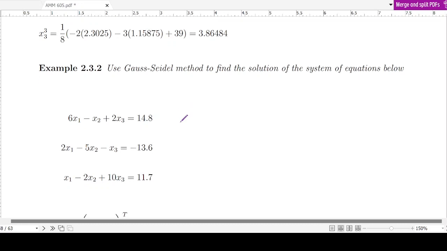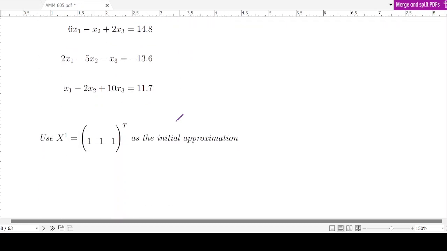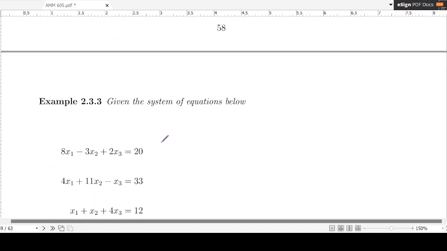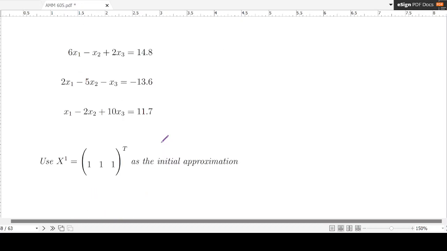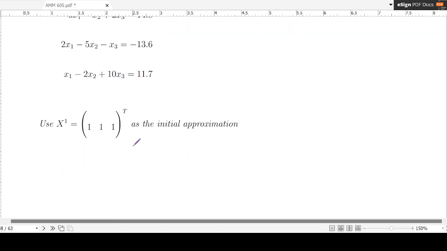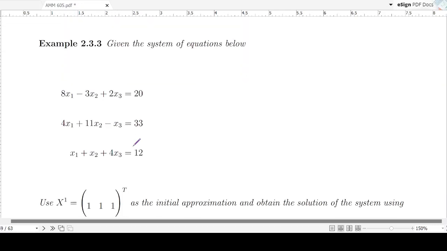We have example 2 here. Now we want to use 1, 1, 1 as the initial approximation. And you can set up the system the same way. Make x1 the subject from the first equation, make x2 the subject from this, and make x3 the subject from this one, and set up the Gauss-Seidel.